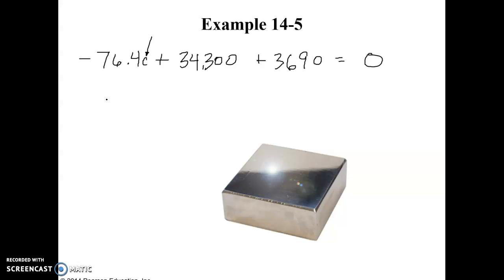And if we do that, we should find that the specific heat of the alloy is equal to 497. And the units on specific heat are joules per kilogram degree Celsius. So that's the specific heat of this alloy.